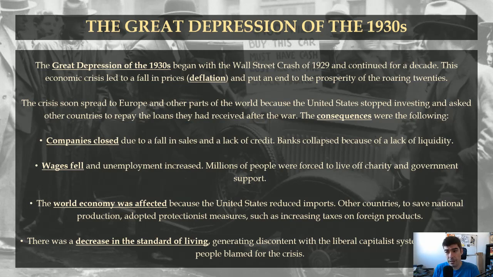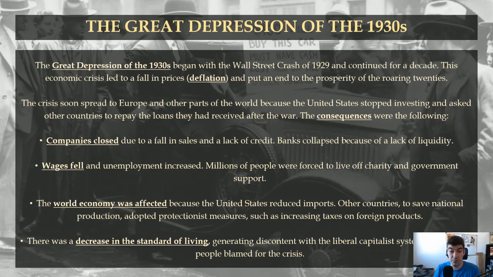And this depression continued for a decade. This led to a fall in prices, a deflation, which is the opposite of inflation, and the end of the prosperity of the Roaring '20s. And this crisis, which started in the United States, spread to the rest of Europe because the United States was the one investing in Europe. We saw that in the Dawes Plan.